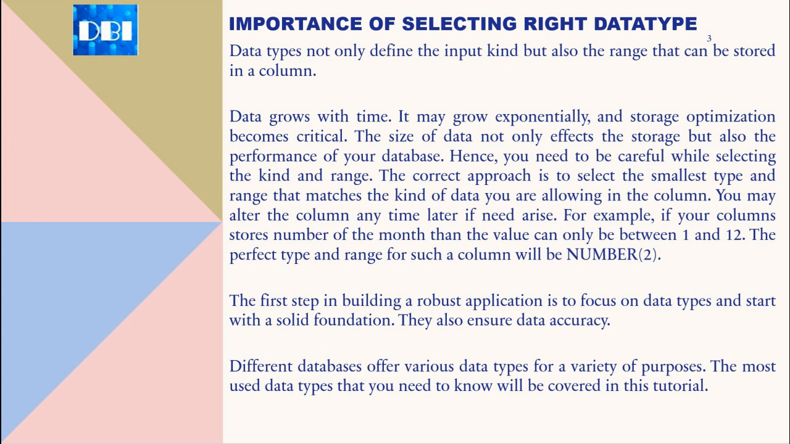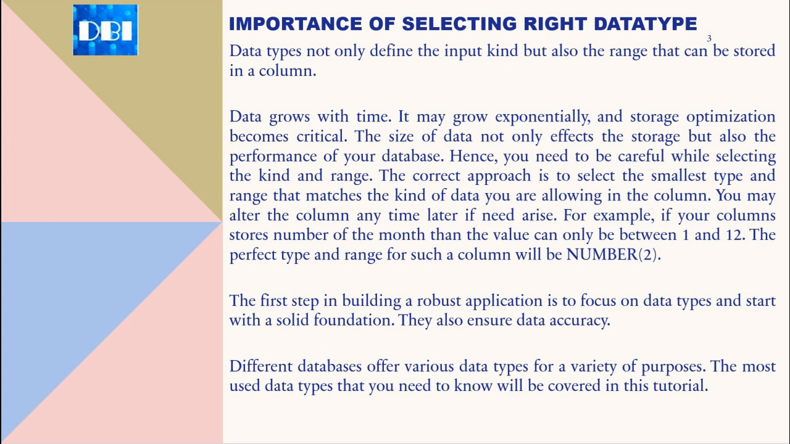Importance of selecting the right data type. Data grows with time. It may grow exponentially, and storage optimization becomes critical. The size of data not only affects the storage but also the performance of your database. Hence, you need to be careful while selecting the kind and range. The correct approach is to select the smallest type and range that matches the kind of data you are allowing in the column. You may alter the column any time later if need arises.